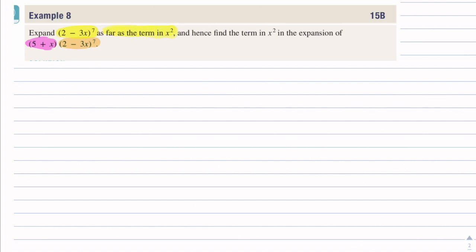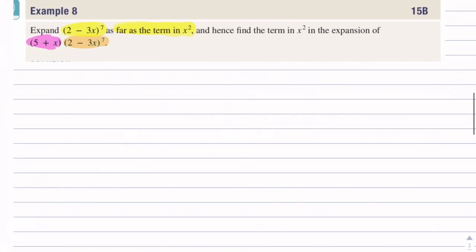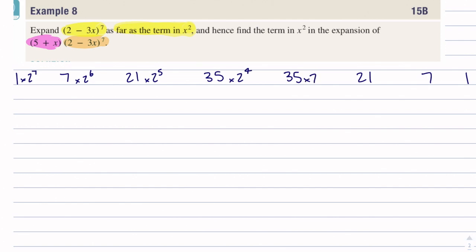I'm just going to write my coefficients in, yeah? So it's to the 7, so 1, 7, 21, 35, 35, 21, 7, 1. Now these 2's are fairly easy: 2 to the 7, 2 to the 6, 2 to the 5, 2 to the 4, 2 to the 3.